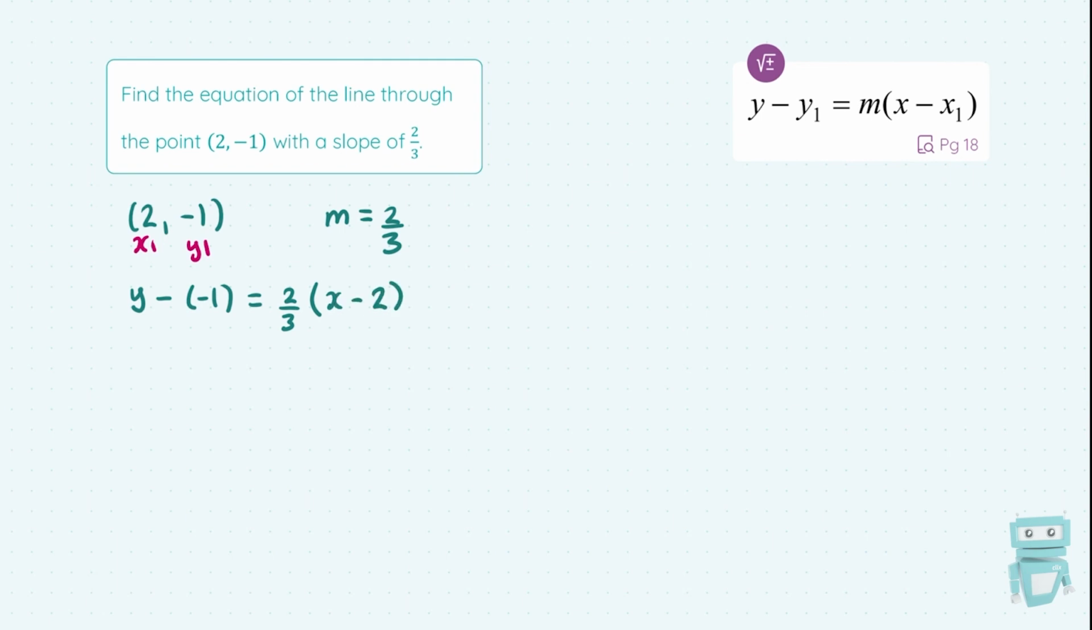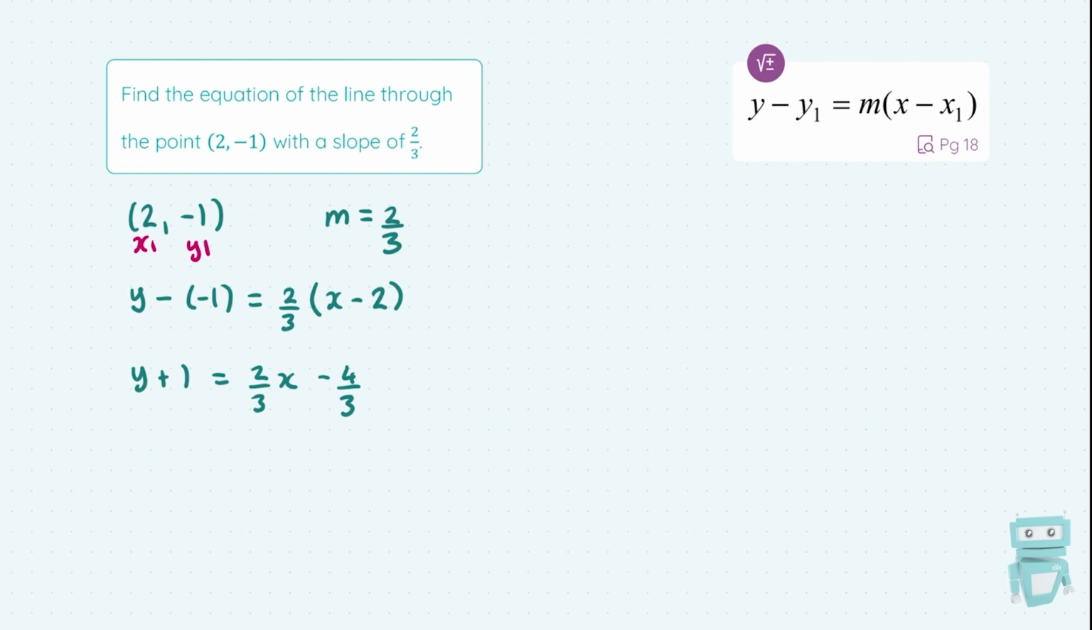Now I'm going to tidy up the minuses on the left and then I'm going to start multiplying out the bracket on the right. So here on the left I'm going to end up with y plus 1 equals 2/3 x minus 4 over 3 when we multiply our 2/3 by 2. And absolutely use your calculator there if you need to cross-check some results.